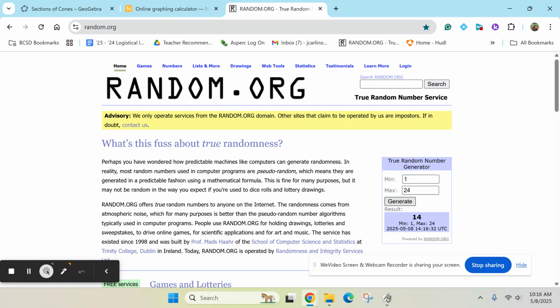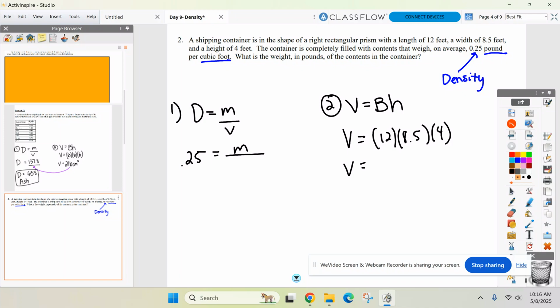Theo, volume of this prism? Volume of the prism is 408. 408. I substitute that in now for the volume, and now we cross multiply to find the mass. That's going to be a lot of these problems today, finding how much something weighs when you have to find the volume. And there are no rounding directions because none are needed.